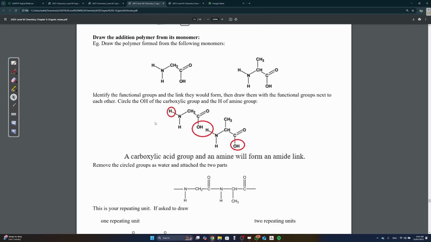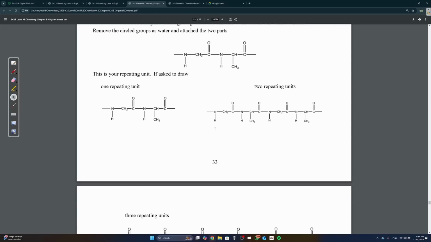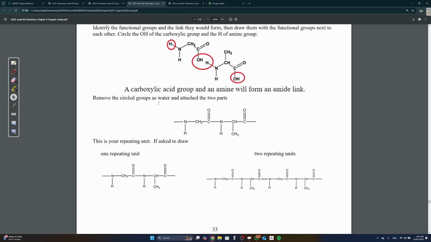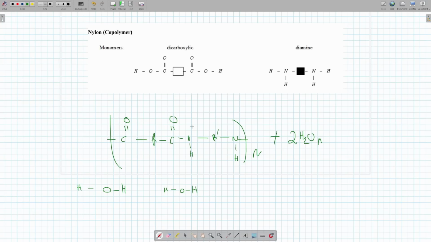Identify the functional group, we did this already. We did this, خلصنا already. Yeah, this is the repeating unit. We did this, right? This is one repeating unit. If they ask you to draw 2 repeating units, you basically just draw this and copy everything one more time.